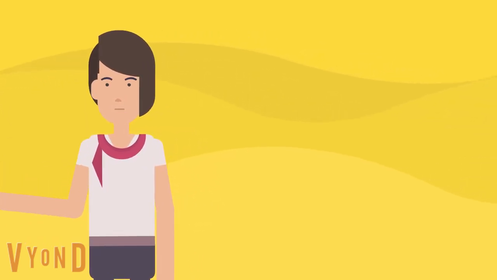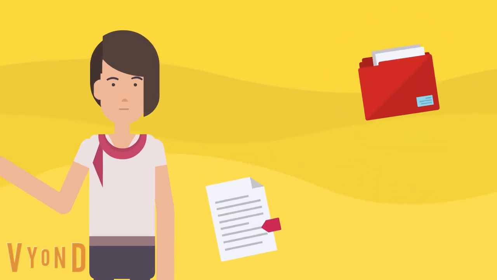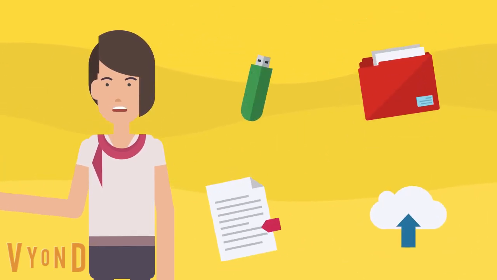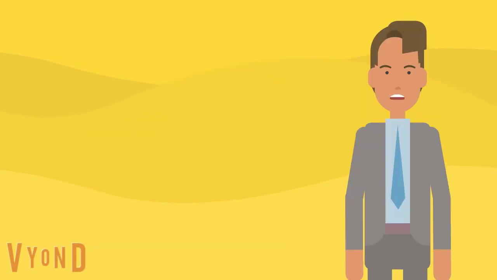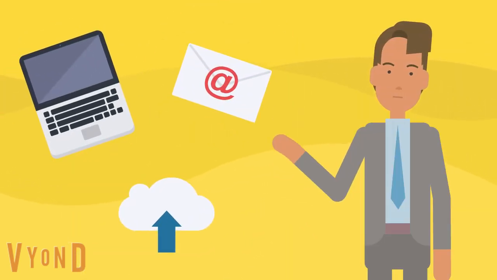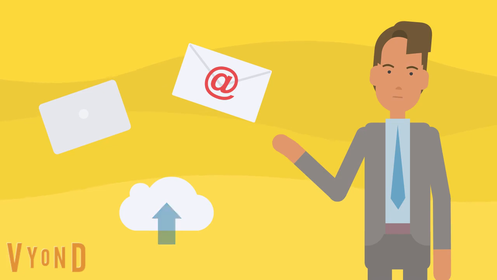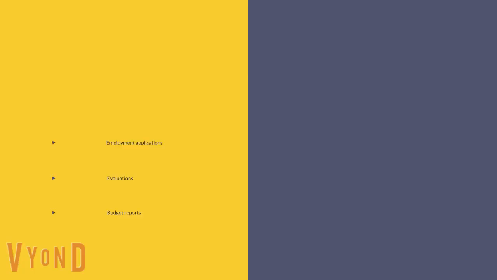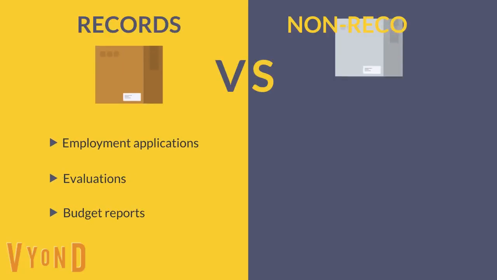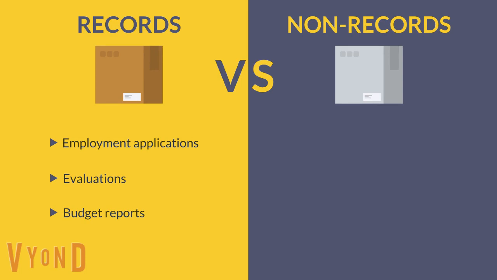Traditionally, we might think of simple paper files like reports and contracts, but the truth is, records are increasingly digital. This means that email, database information, and website content can be considered state records if they support functions of public business.